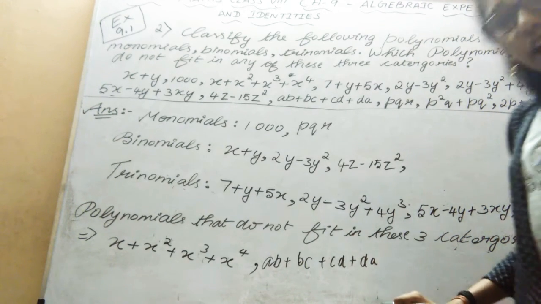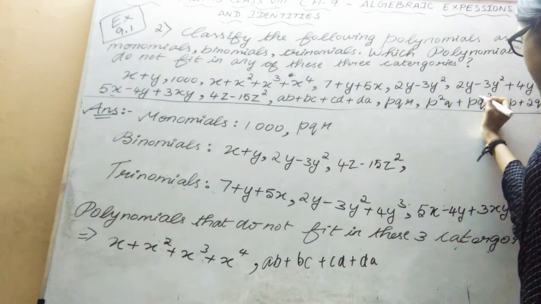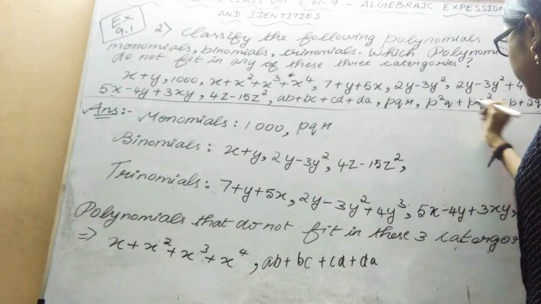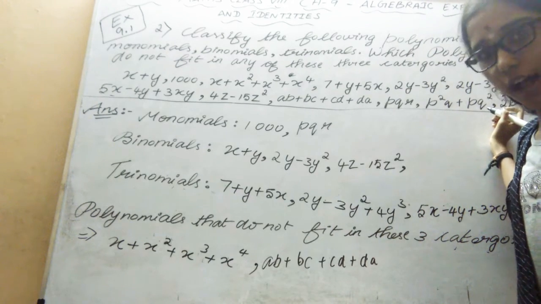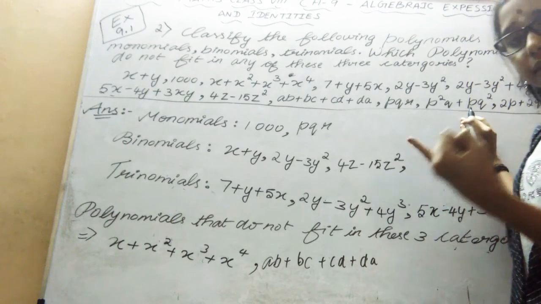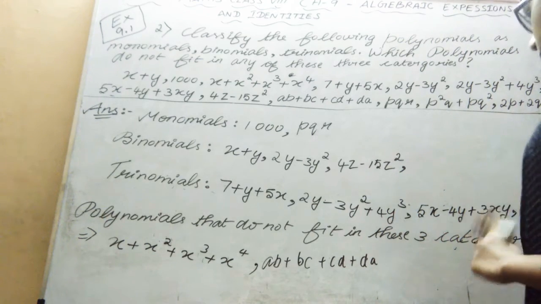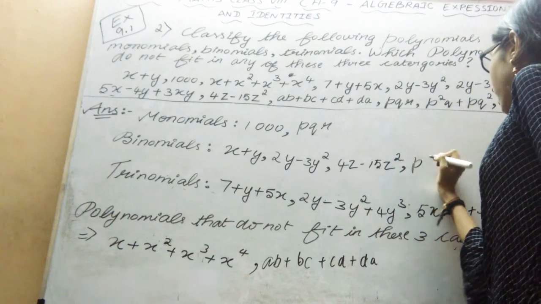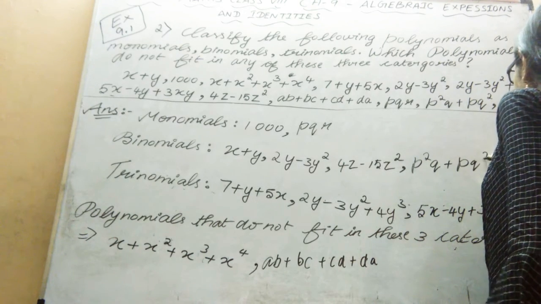Here we can't solve them because here the variable is P square, but here it is P power 1. Here Q power 1, but here it is Q square, which means that they are unlike terms and we can't solve them. So P square Q is the first term, PQ square is the second term. Since there are two terms in it, it is a binomial. So P square Q plus PQ square.